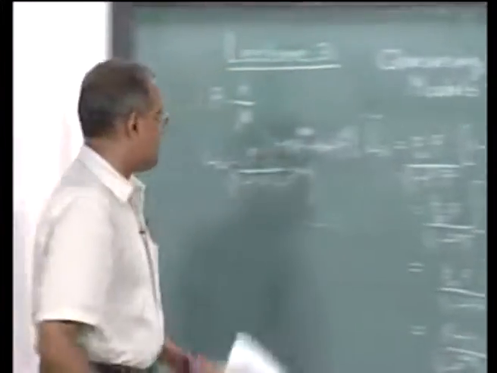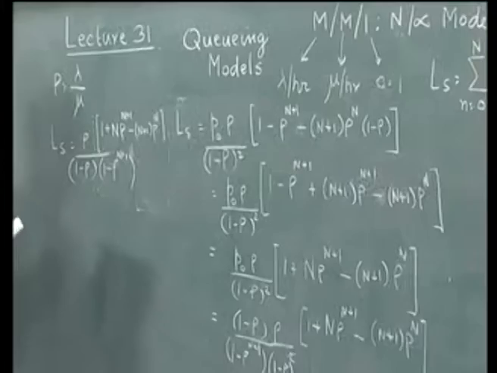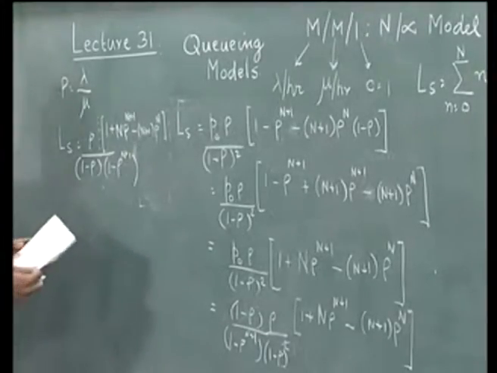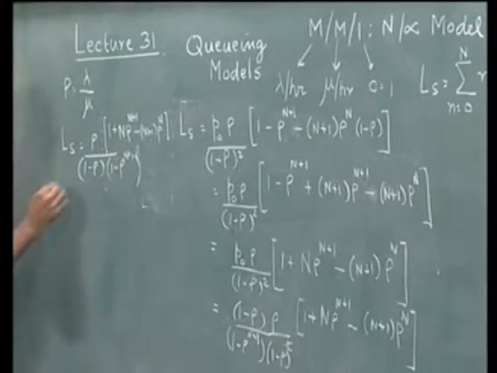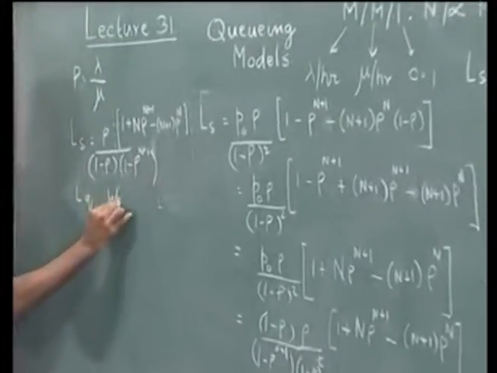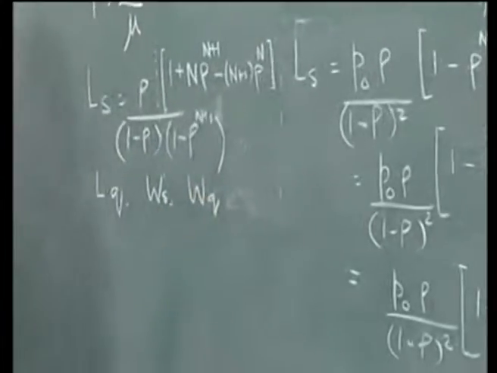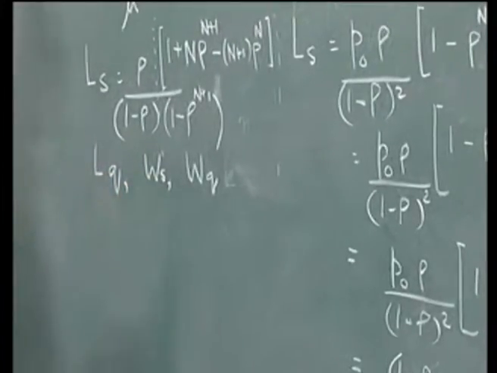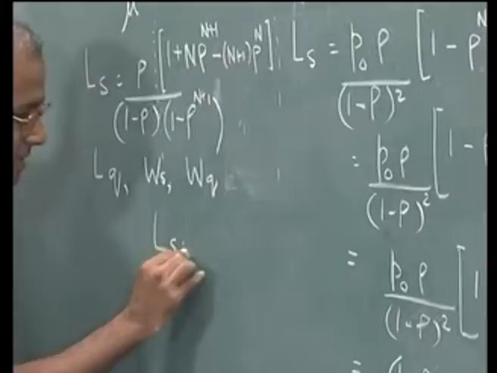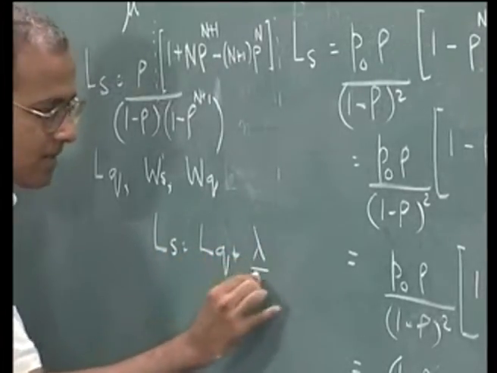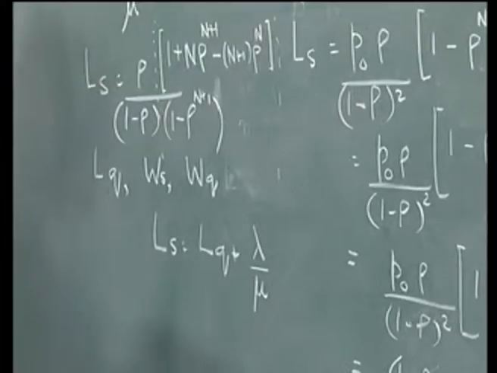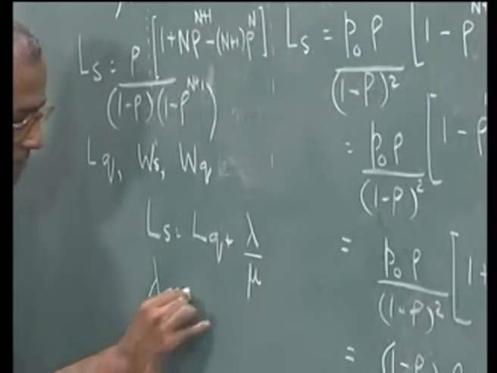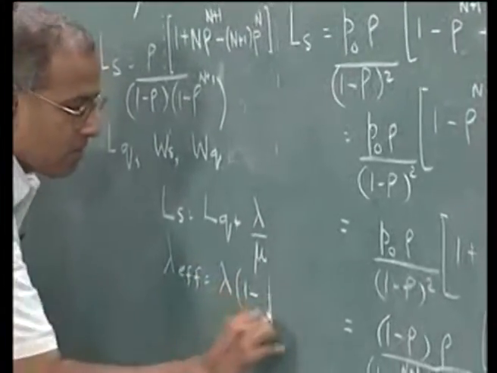So, once we know Ls, we can get the other expressions which we need, expressions for Lq, Ws and Wq. Now, there is a slight difference in these relationships and that happens like this. Earlier we had Ls is equal to Lq plus lambda by mu. Now, we have something called lambda effective is equal to lambda into 1 minus Pn.